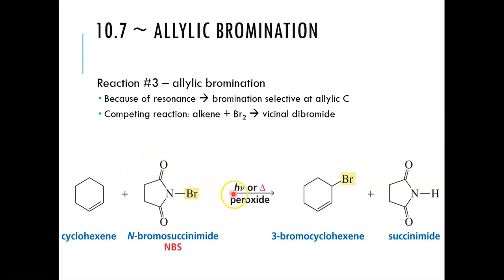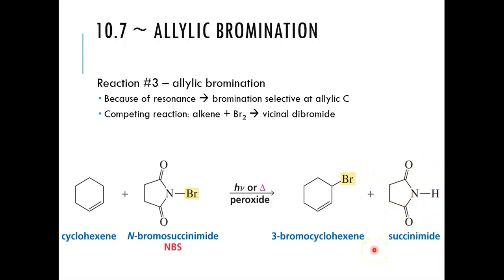And we are going to do that with some light or heat. We know we need that to help start our reaction, to do our initiation step, and some peroxide. And as a result, we will add our bromine in that allylic position selectively, meaning only in that allylic position. We produce succinimide as a little side product over here, but in reality, we don't really care about that part. That would just get dumped into our waste container.